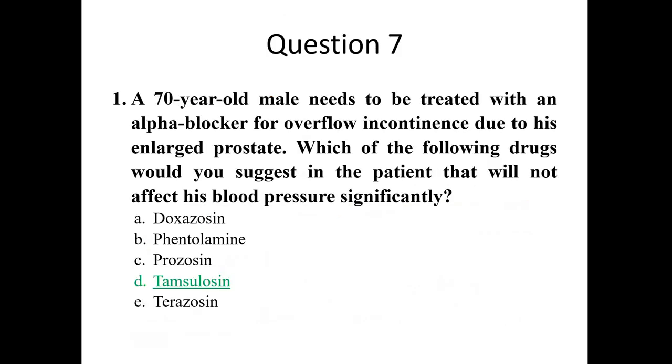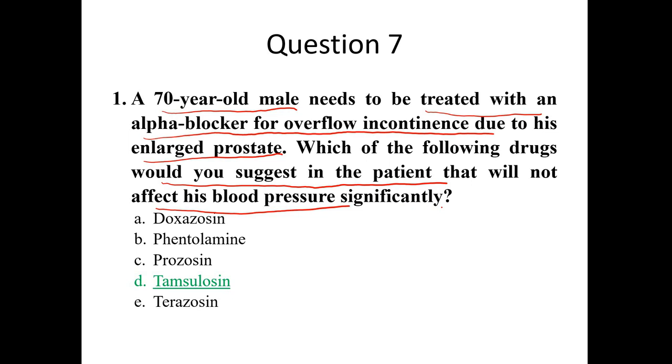with you this. Now look at this question 7. A 70-year-old male needs, remember, look at the age, needs to be treated with an alpha blocker. Now it is focusing on alpha blocker for overflow incontinence due to enlarged prostate. They have given a scenario, probably benign prostate hypertrophy. They are asking which of the following drugs would you suggest in this patient that will not affect the blood pressure. Remember, this is alpha blocker, and you are talking about alpha blockers.